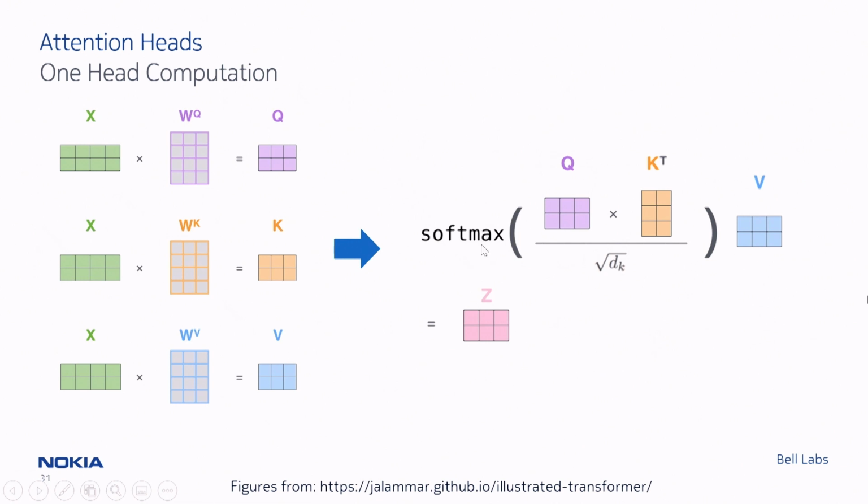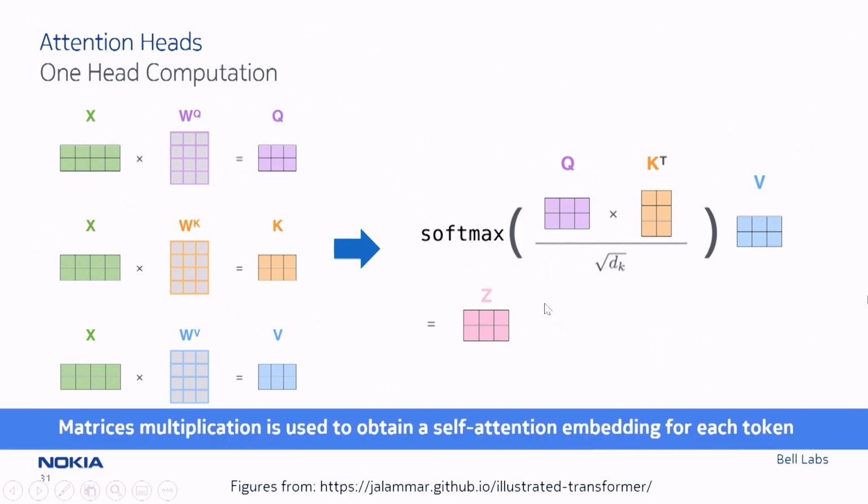So this matrix is actually the attention matrix for all the tokens. For example, if we have n tokens, it's an n by n matrix, and then multiplied by the value vectors in order to find the final self-attention embeddings. So here we can say that matrix multiplication is used to obtain a self-attention embedding for each token.